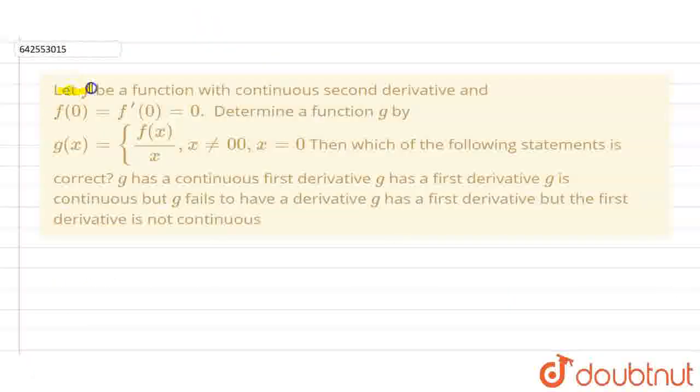Hello everyone, in this question it is given that let f be a function with continuous second derivative and f(0) is equal to f'(0) is equal to 0. Then we have to define a function g(x) which is equal to f(x) upon x for x not equal to 0, and for x equals to 0 it is 0. Which of the following statements is true?